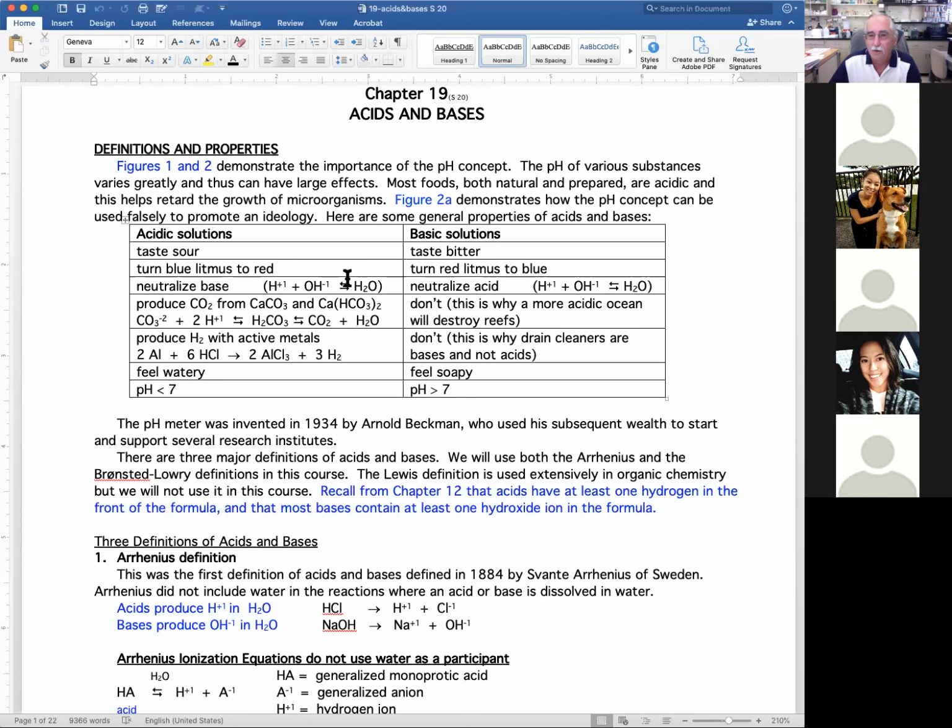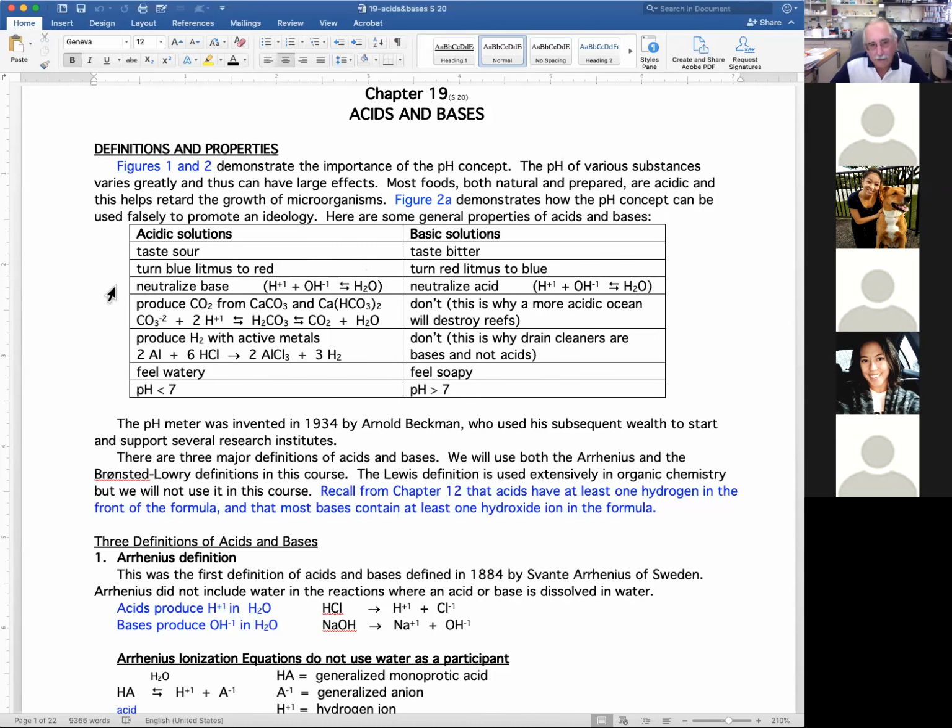Does anybody know how they first discovered that diabetes had to do with glucose in the urine? Yep, somebody in the old days tasted the urine. So the pH meter was not invented until 1934.